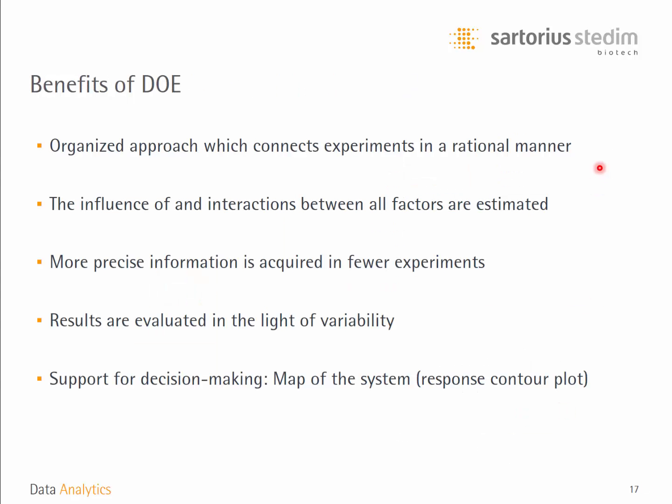So the benefits of DOE is that it is an organized approach which connects experiments in a logical, rational manner. We can estimate interactions between factors if we want to, and we can contrast the size of the interactions with the so-called main effects. Overall, we can show that we get more precise information about how the factors influence the responses in fewer experiments compared with the COST approach. And perhaps the most important argument for adhering to DOE over COST is the support for decision making, that we can map the system, we can produce these very reliable response contour plots.